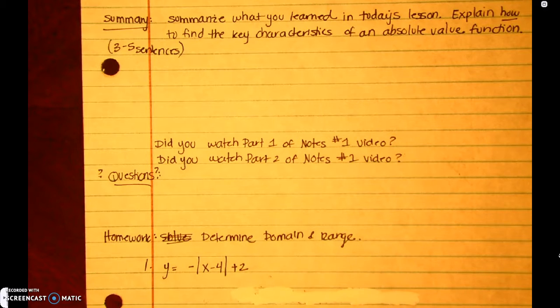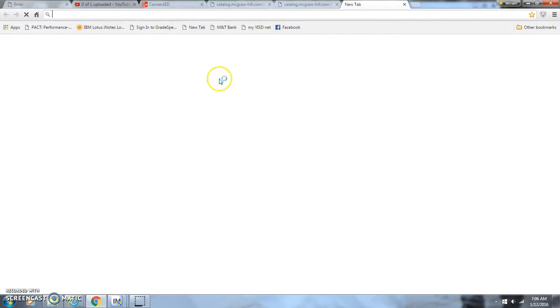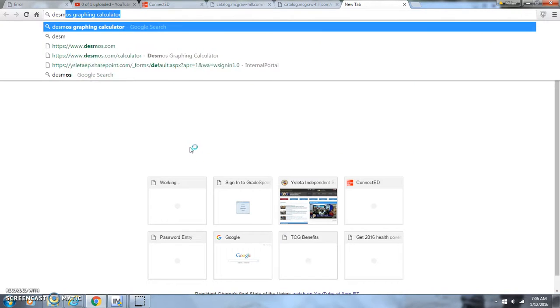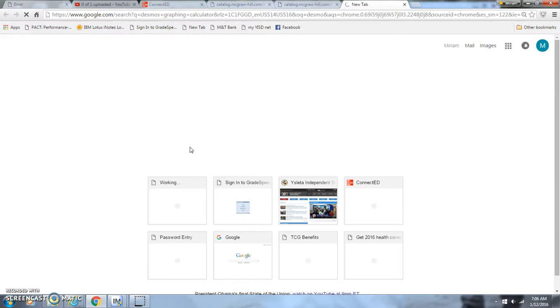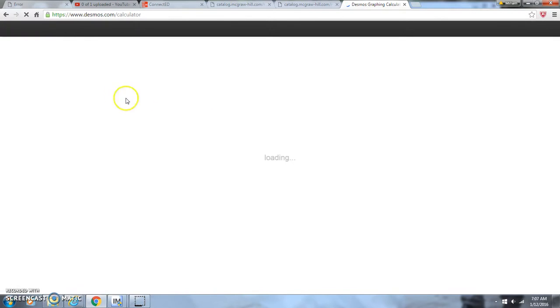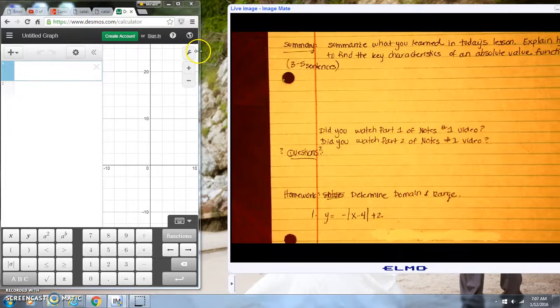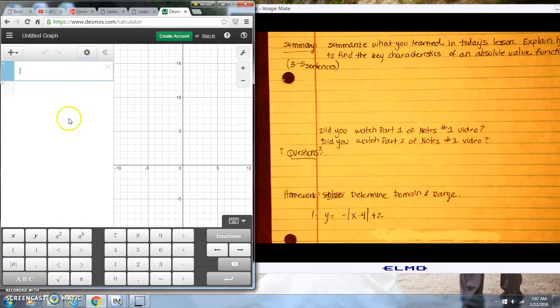Okay, when you do this, remember you can use the Desmos calculator if you have internet at home or even on your phone. You go to Google. My internet's really slow, but I think it's because I'm recording and I'm uploading, and so you're going to put Desmos graphing calculator, and you can graph the absolute value function here. So I'm going to graph negative absolute value of x minus 4.